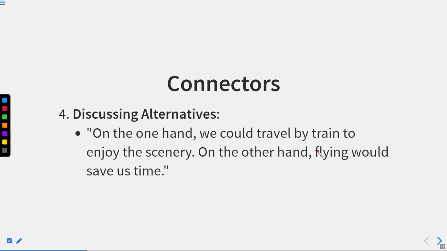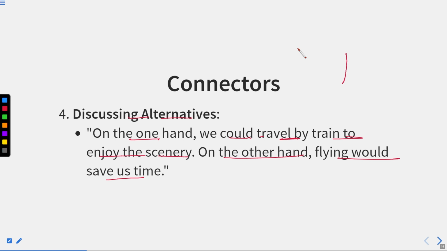Now, discussing alternatives. On the one hand, we could travel by train to enjoy the scenery. On the other hand, flying would save us time. Okay, so what happens? On the one hand, we could travel by train to enjoy the scenery. It means if we go by train somewhere, we can enjoy the various spectacles of the way. Whereas it will definitely take a lot of our time. But if we go by flight, that will save the time.